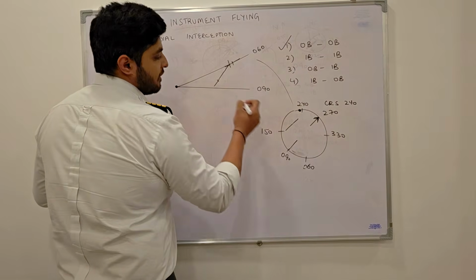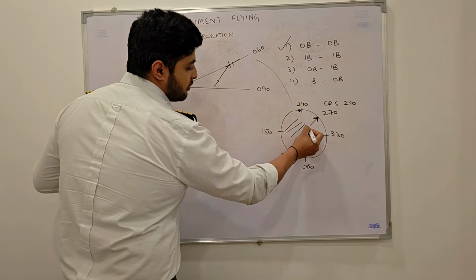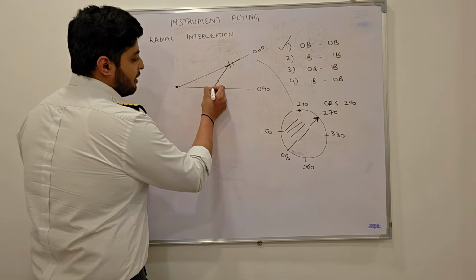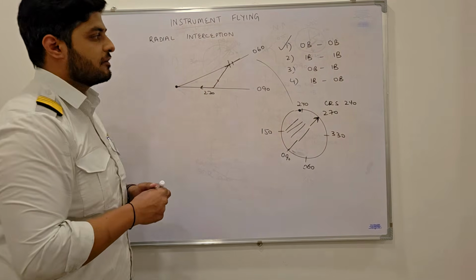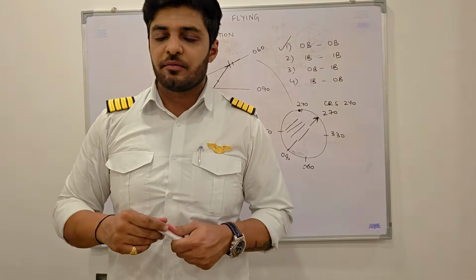As soon as I'm reaching here, my D bar will come gently to the center, and as it reaches center, I'll follow heading 270 to intercept this radial. So this is inbound to inbound interception.